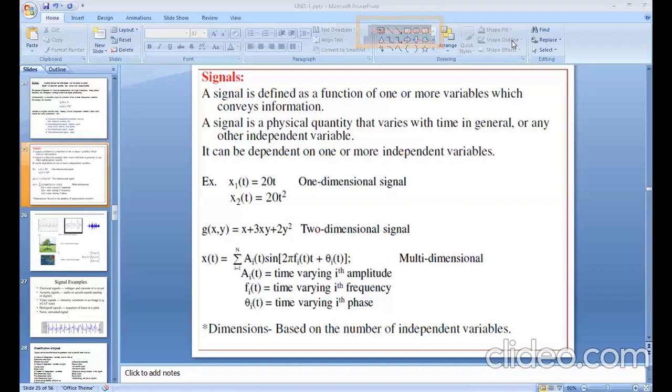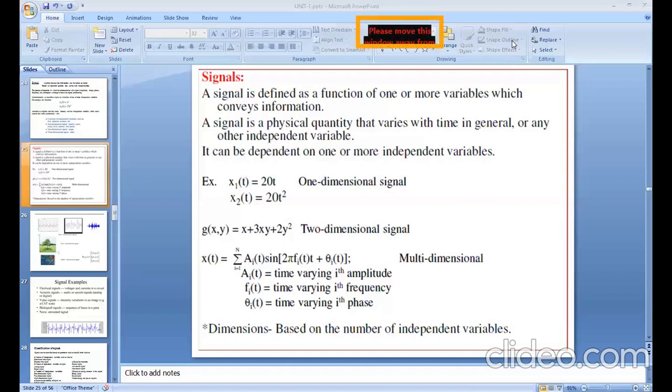Now in the earlier one dimensional signal, only t was present, but in a two dimensional signal, we can see a signal is represented by g of x comma y. x and y are the two independent variables, and the signal is represented by g of xy is equal to x plus 3xy plus 2y square. So this expression results in a two-dimensional signal.